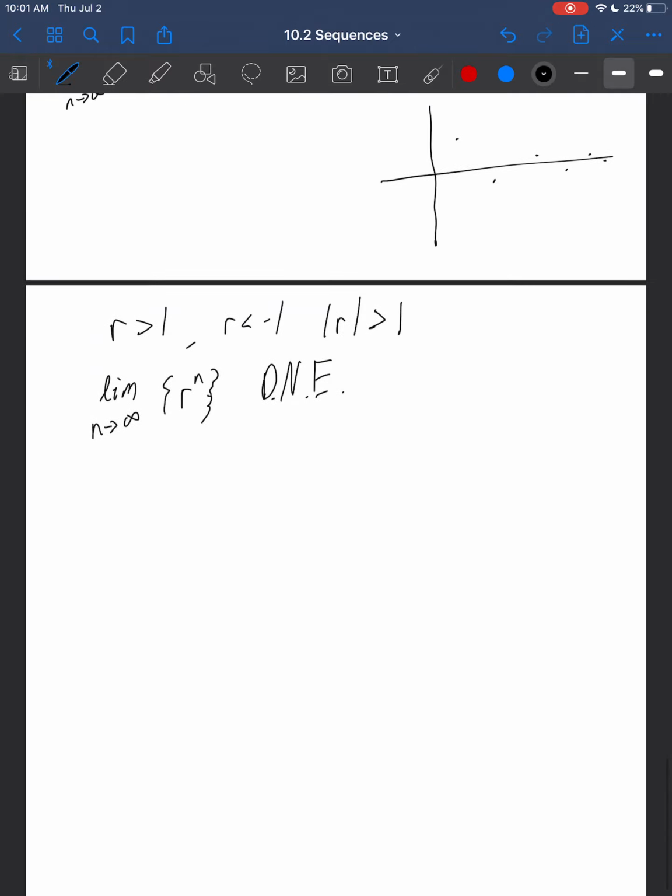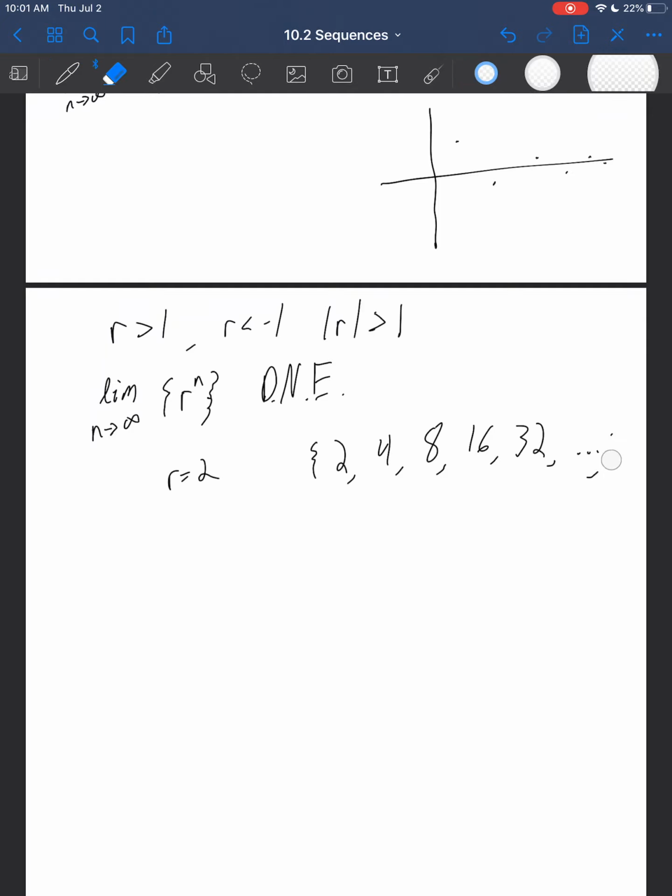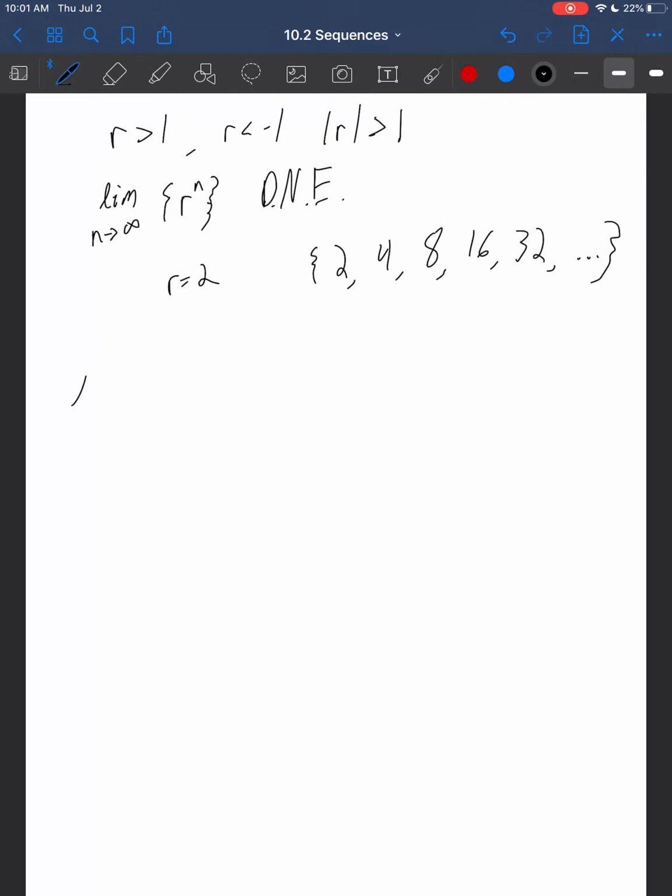So it converges rather than diverges, right? In the case where, say, r equals 2, my sequence is going to be 2, 4, 8, 16, 32, and so on and so forth. I keep getting larger and larger values, and so it's not actually going to converge to any real number. It will go off to infinity, but it does not exist, this limit.